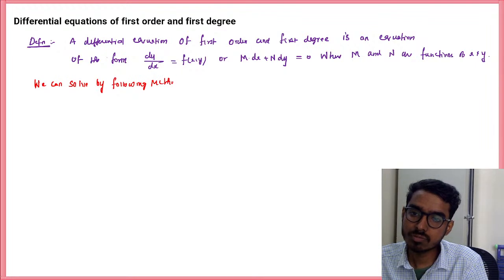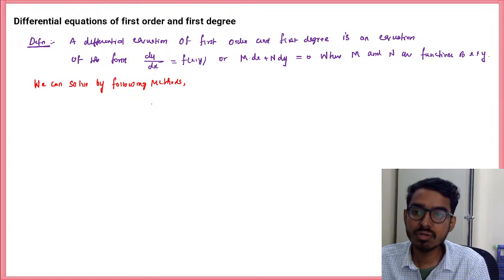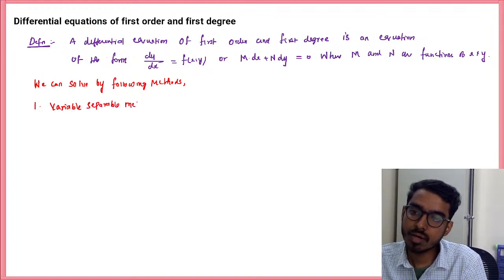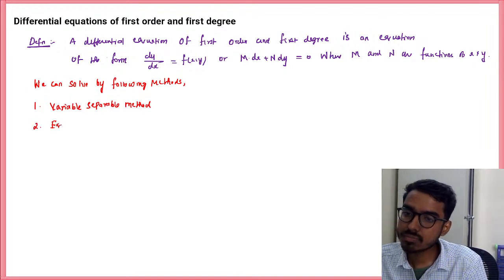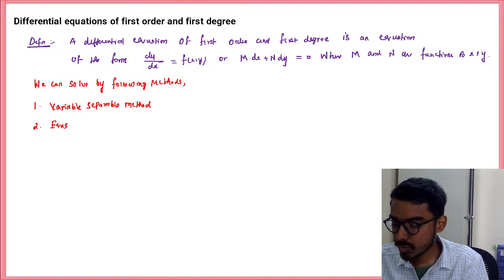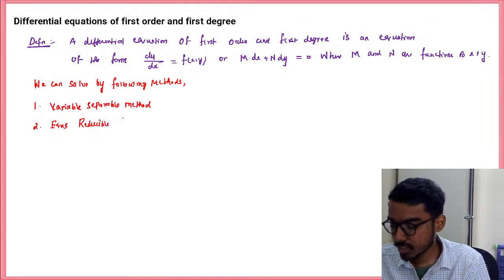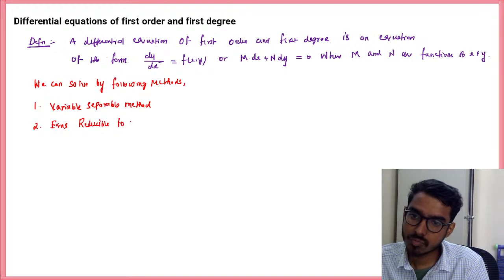Is there any doubt up to now? Right, so we can solve by the following methods. There are 8 methods, I'm going to list them out. First method is called the variable separable method. And the second one is equations reducible to the form in which variables are separated.